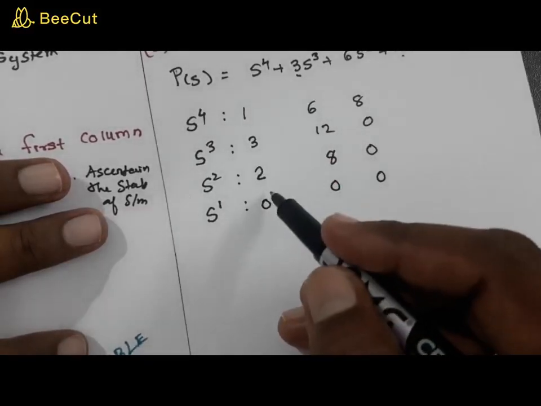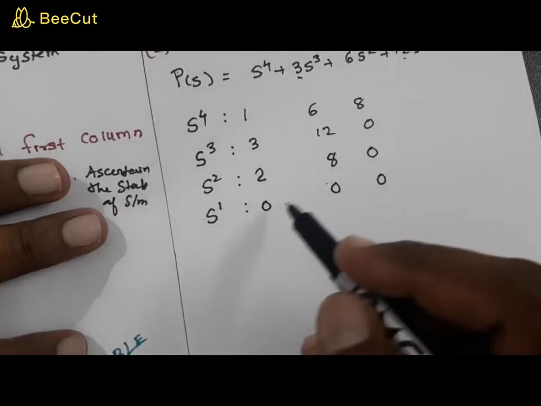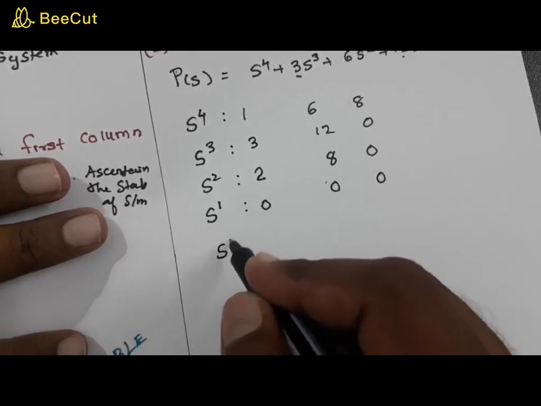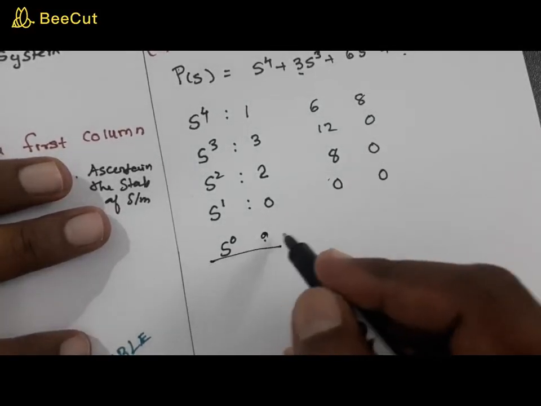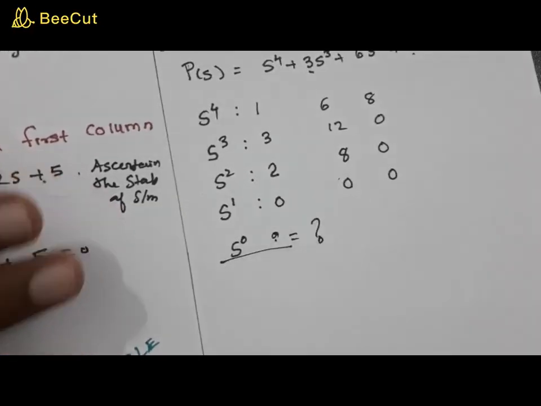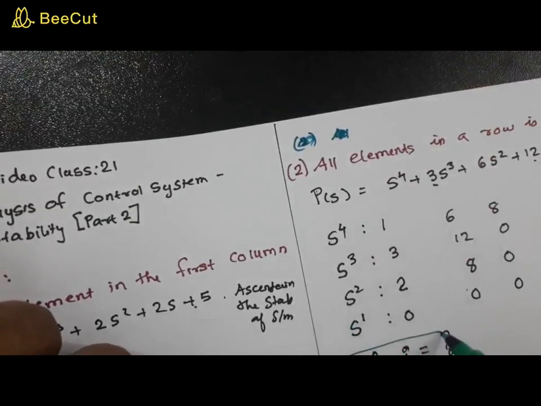You cannot use epsilon here because this term is also 0. So there is no chance of finding out s raised to 0. So how do we find this s raised to 0? That's the next question, and this is a very important aspect.